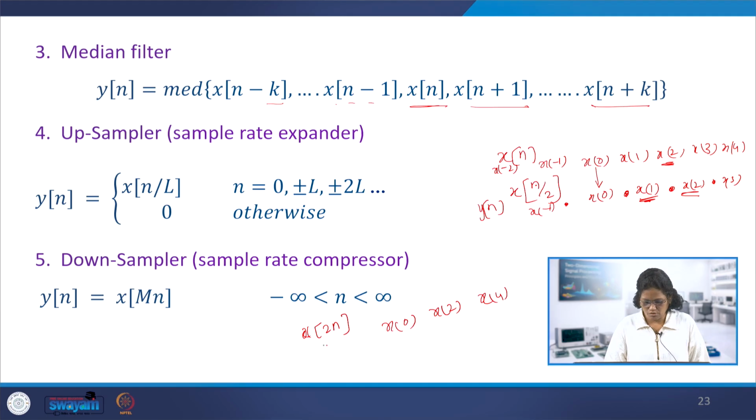So, this is y of n now. I am just giving it for n greater than 0, and similarly this is valid for n less than 0 as well: 0, 2, 4, 6, 8 and so on. Those samples are picked up, and the samples 1 and 3 are neglected in that case. So, in downsampling you will lose information when we downsample.